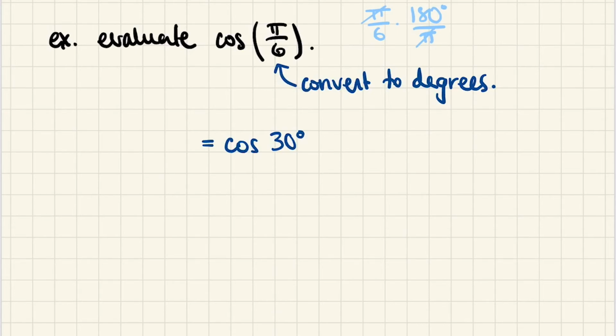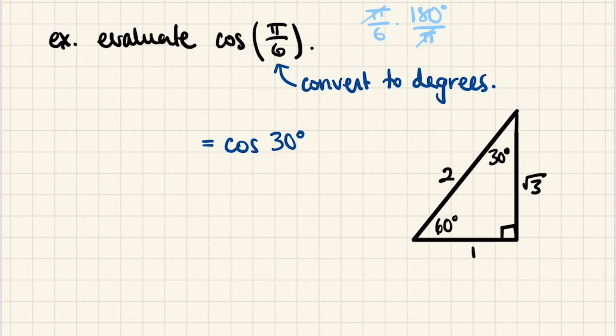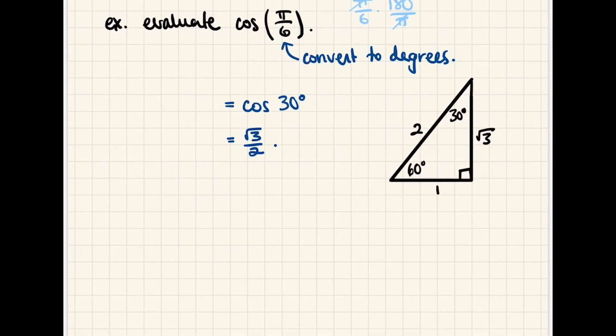So what's cosine of 30 degrees? We can pull that off of one of our special triangles. So cosine of 30 degrees would be adjacent over hypotenuse, so that's rad 3 over 2. And that means that cosine of pi over 6 radians is rad 3 over 2. Now let's do another one.